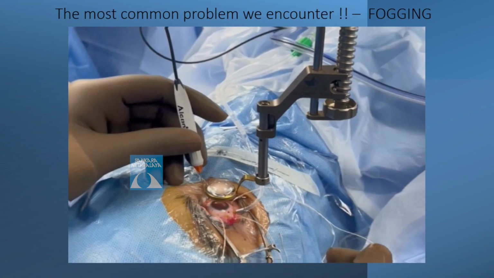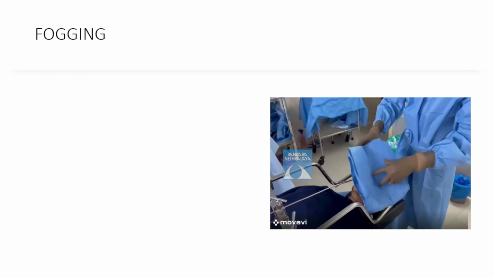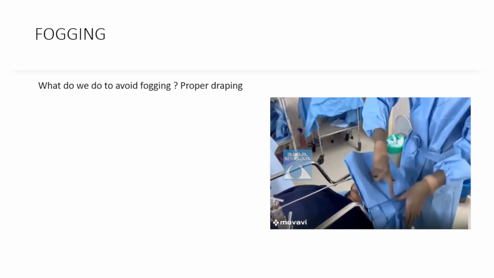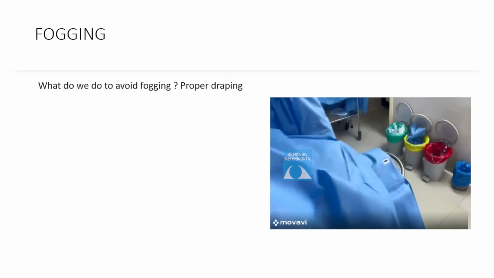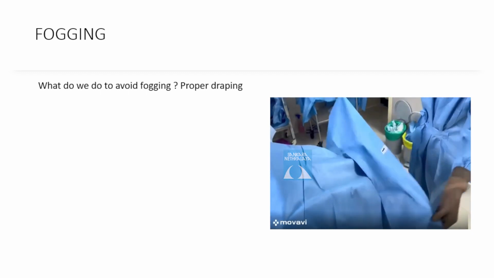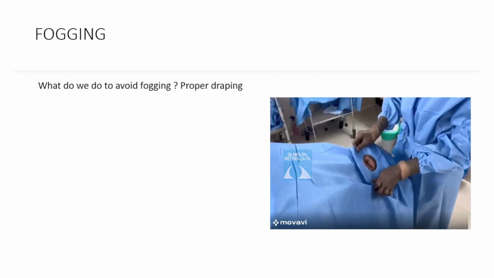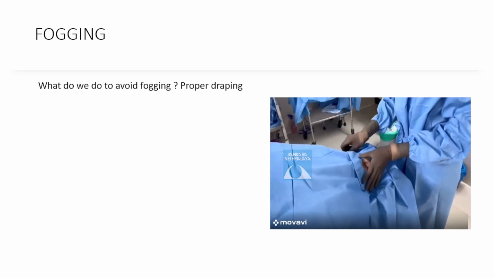The most common problem we encounter is fogging. What do we do to avoid fogging? You have to do proper draping. This video shows that first you place an initial drape, and then you place a Tegaderm.